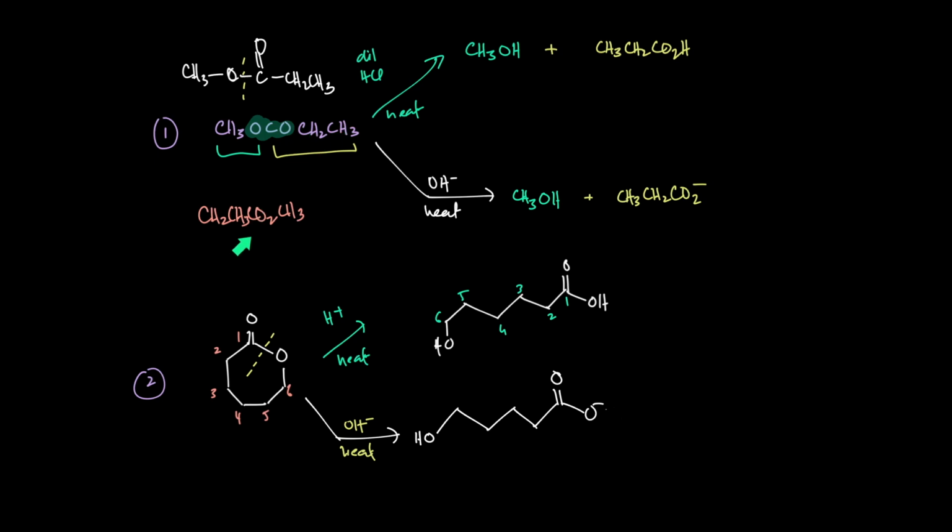You can write CH3CH2CO2CH3. In this case, we have a 3-carbon acid and again a 1-carbon alcohol. It's the same thing. These two are the exact same compound. It's just they've been written in reverse orientations over here.